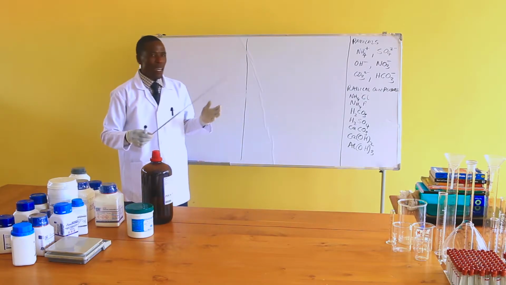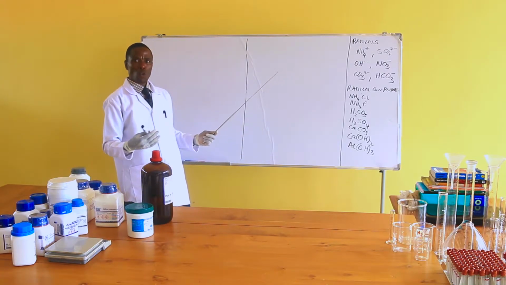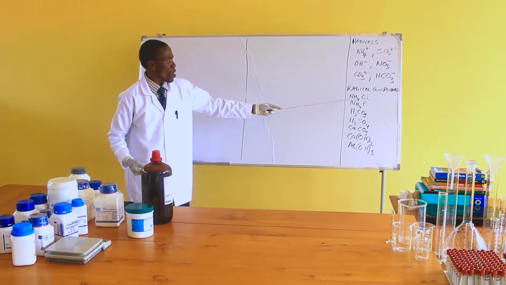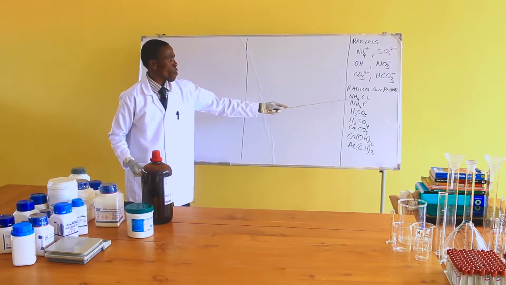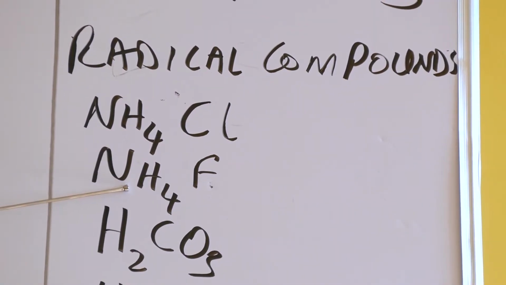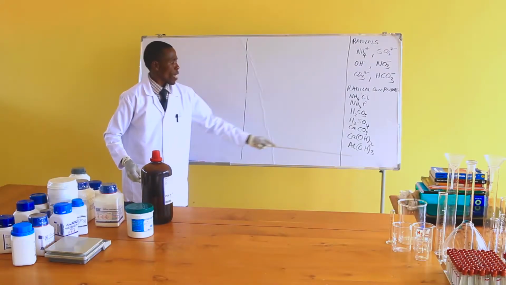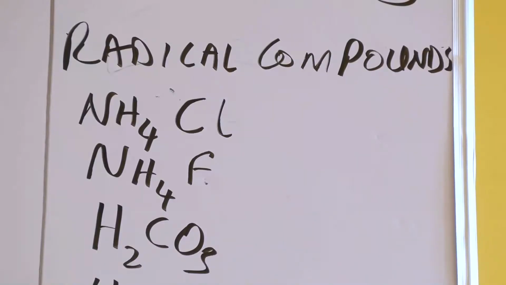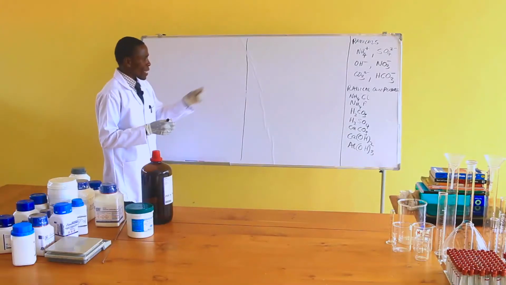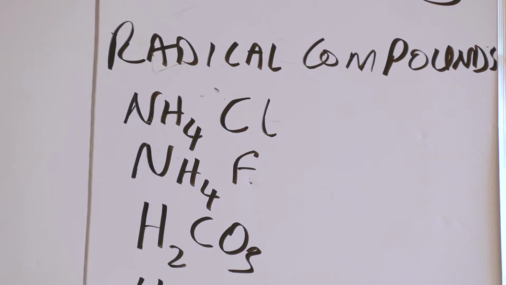But then radicals combine among themselves, or an atom may choose to combine with a radical, and we come out with formulas like these. You can see this one is the ammonium ion combined with chlorine, and it comes out as ammonium chloride. This one is ammonium fluoride, hydrogen carbonate, hydrogen sulfate, and the others. Now we need to see how these chemical compounds form. Let us see how, for example, ammonium chloride forms.